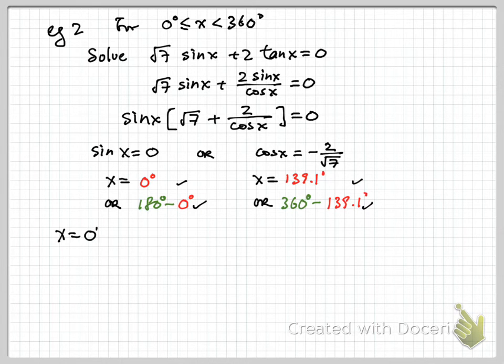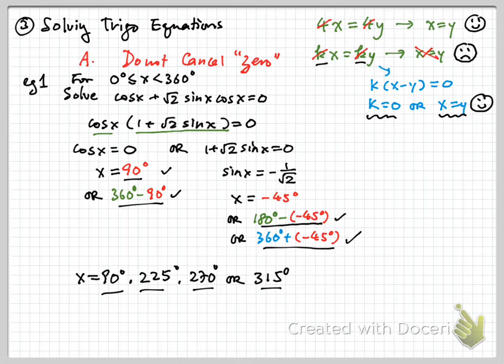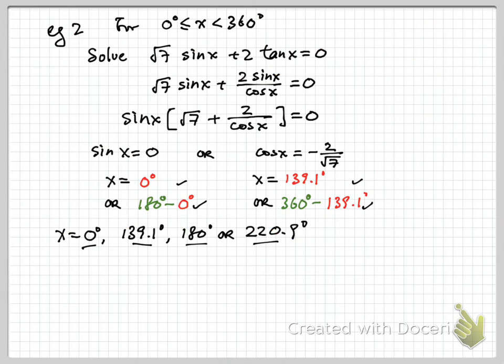x can be 0 degrees, or it can be 139.1 degrees, it can be 180 degrees, or finally it can be 220.9 degrees. So these are the answers to this example number 2. So these 2 examples highlight the point number A: do not cancel the 0. Do not cancel things that are potentially 0. That's why I put it in quotes. They are not obviously 0, but there is a possibility that what you have cancelled may be a 0. So that is the first one.